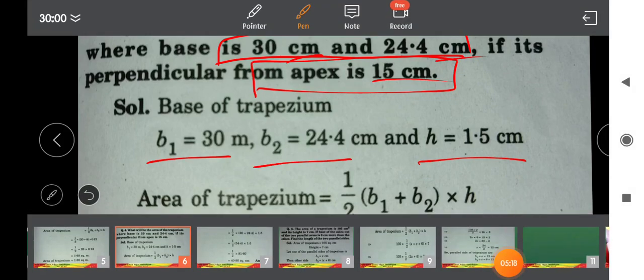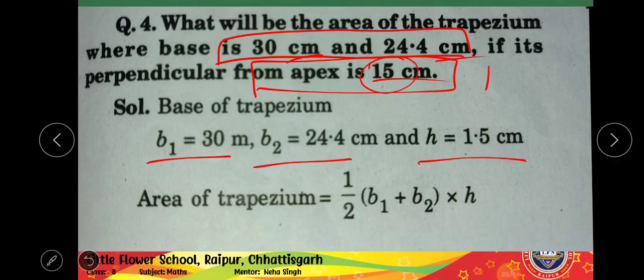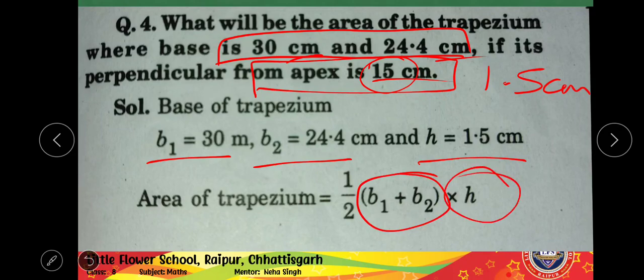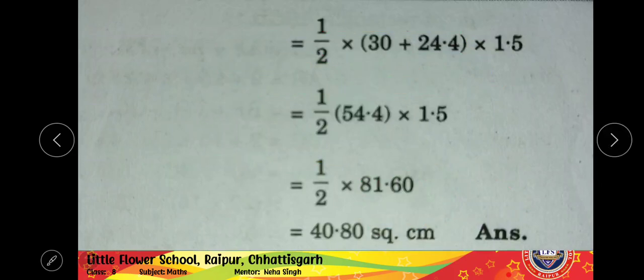Right, the height here, the decimal is missing, here it is 1.5 centimeter, right? So area of trapezium again is half b1 plus b2, that is the sum of parallel sides, multiplied with the perpendicular distance, which is also called the height, right? So half into first parallel side is 30, next parallel side is 24.4, so half into (30 plus 24.4) into 1.5. See, this is the height.